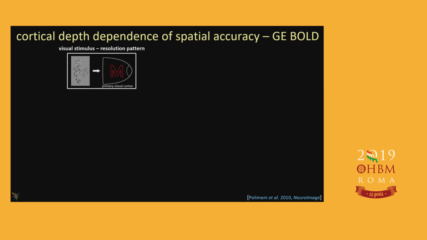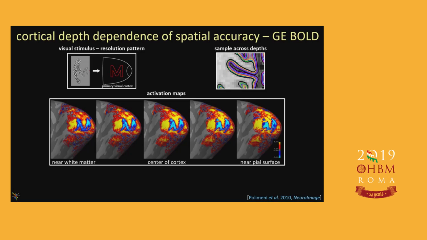Just to demonstrate this analysis technique, we wanted to look at the cortical depth dependence of spatial accuracy, in this case in gradient echo BOLD. So here we designed a visual stimulus that would give us a known pattern of neural activation in the primary visual cortex in the shape of this letter M, just for fun. We sampled it across depths, and here are the activation maps that we could see with this cortical depth dependent analysis.